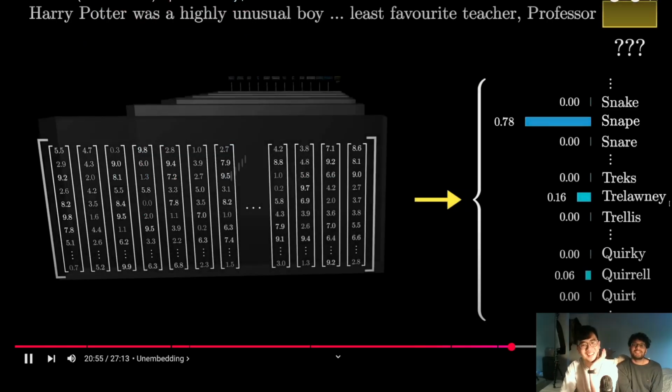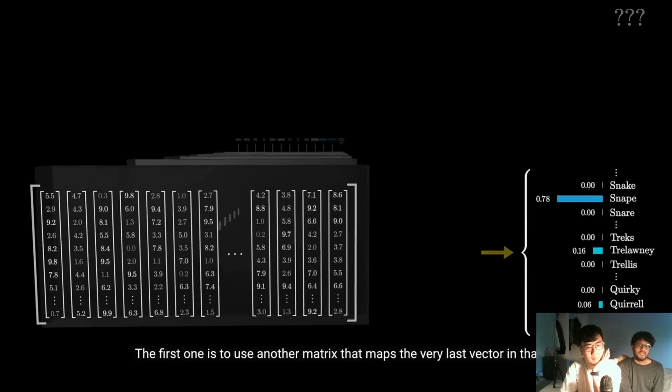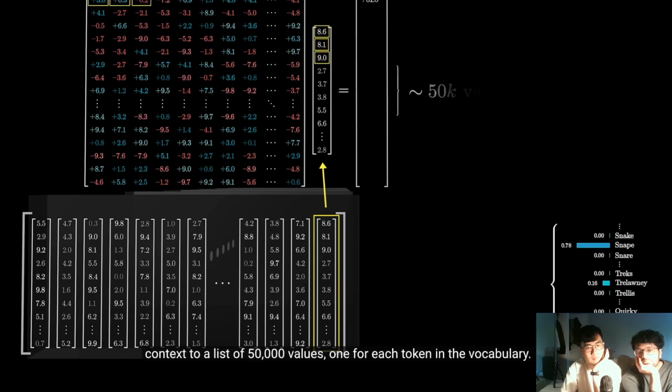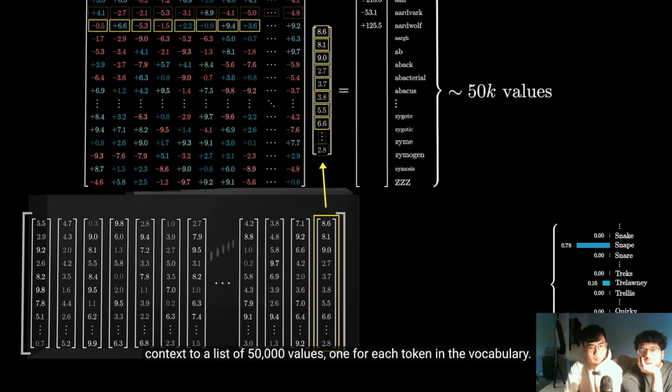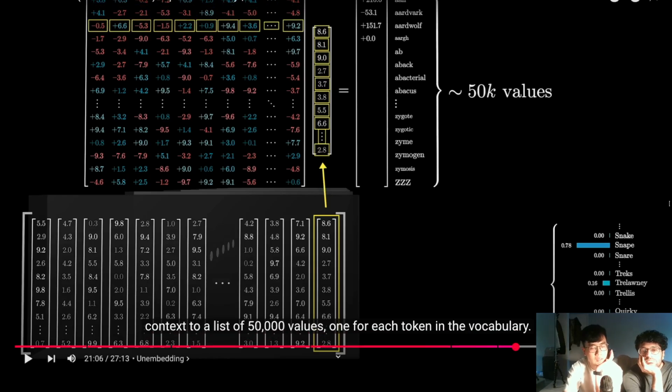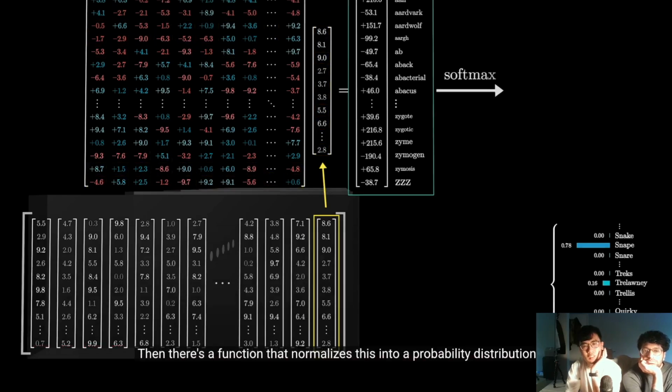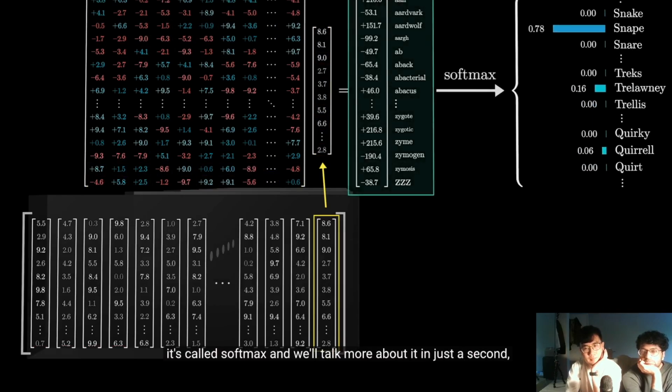...to the word snake. This involves two different steps. The first one is to use another matrix that maps the very last vector in that context to a list of 50,000 values, one for each. This is the prediction. And so you predict some vector, maybe some word, and then you multiply it by this unembedding matrix. Then there's a function that normalizes this into a probability. That's softmax, and we'll talk more about it in just a second.